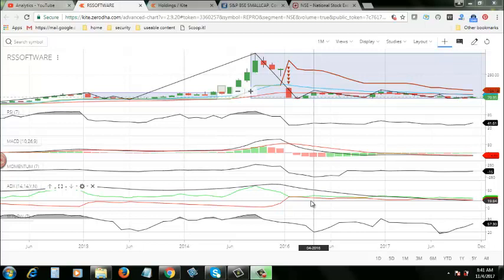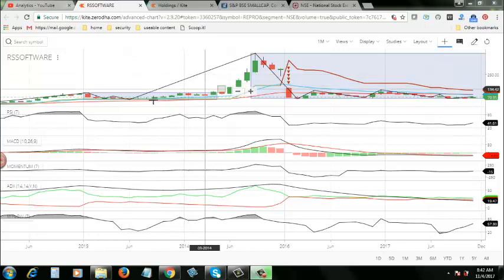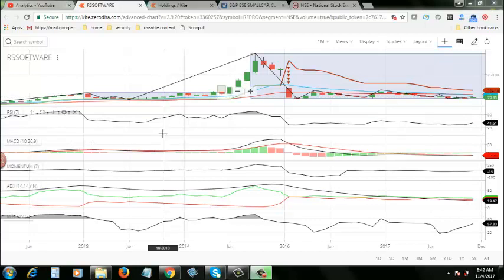Today we are going to do the technical analysis for RS software. RS software is the ticker name, and you can see it here. What you're watching right now is a monthly technical chart of RS software. Along with it, you can see the price trend path of RS software for the past few years, and you can also see the technical indicator graphs of RS software.